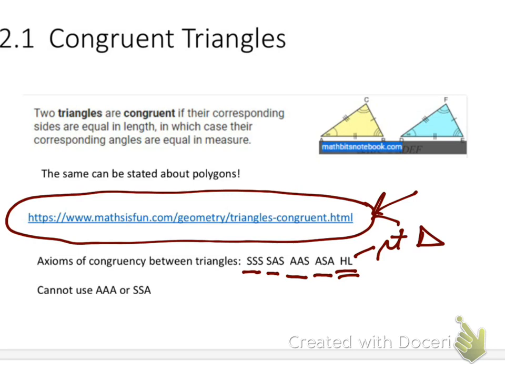Things that we can't use: if you prove that 3 angles are equal, you have not proved congruency. You've proved similarity, but that's for another day. You cannot use side-side-angle. That won't do it either. So we're going to talk more about this in the future, but I just wanted to give you this introduction. I strongly suggest that you go into Math is Fun and explore that a little bit about congruent triangles. That brings us to the next page.